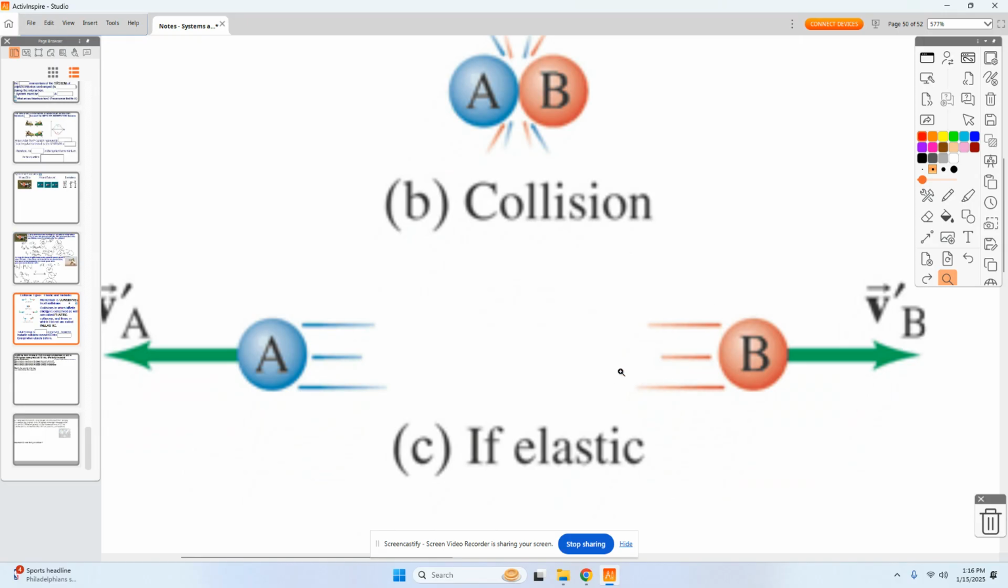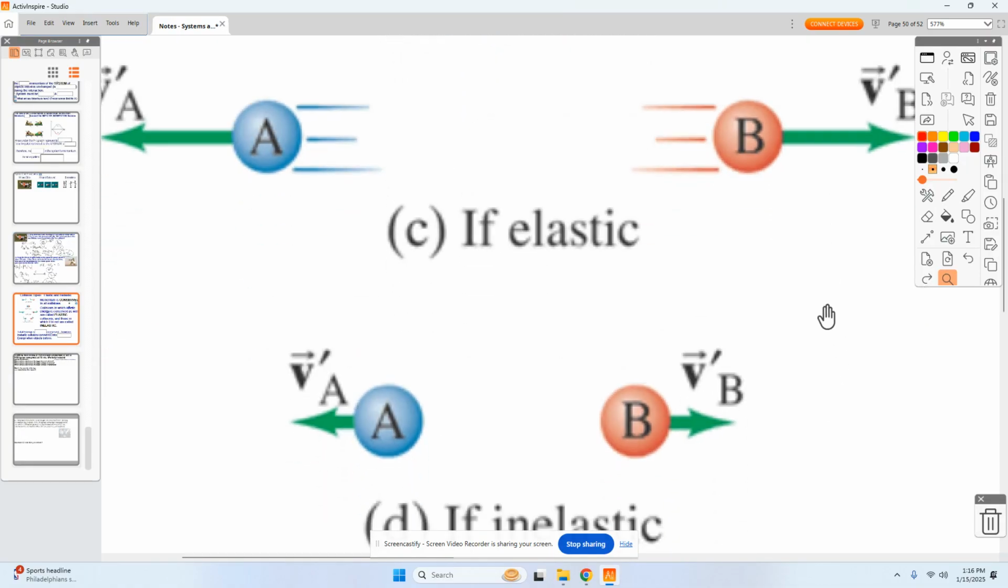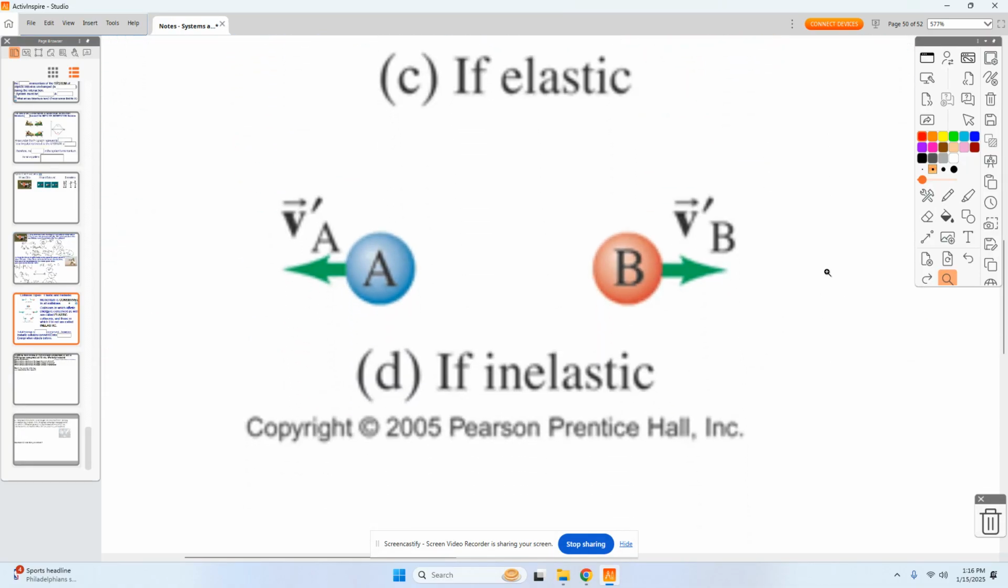Can you tell also that the kinetic energy is the same? There's no overall loss of speeds. The speeds are still the same as they were before. Look what happens if they're inelastic. If they're inelastic, would you agree they still have 0 total momentum?